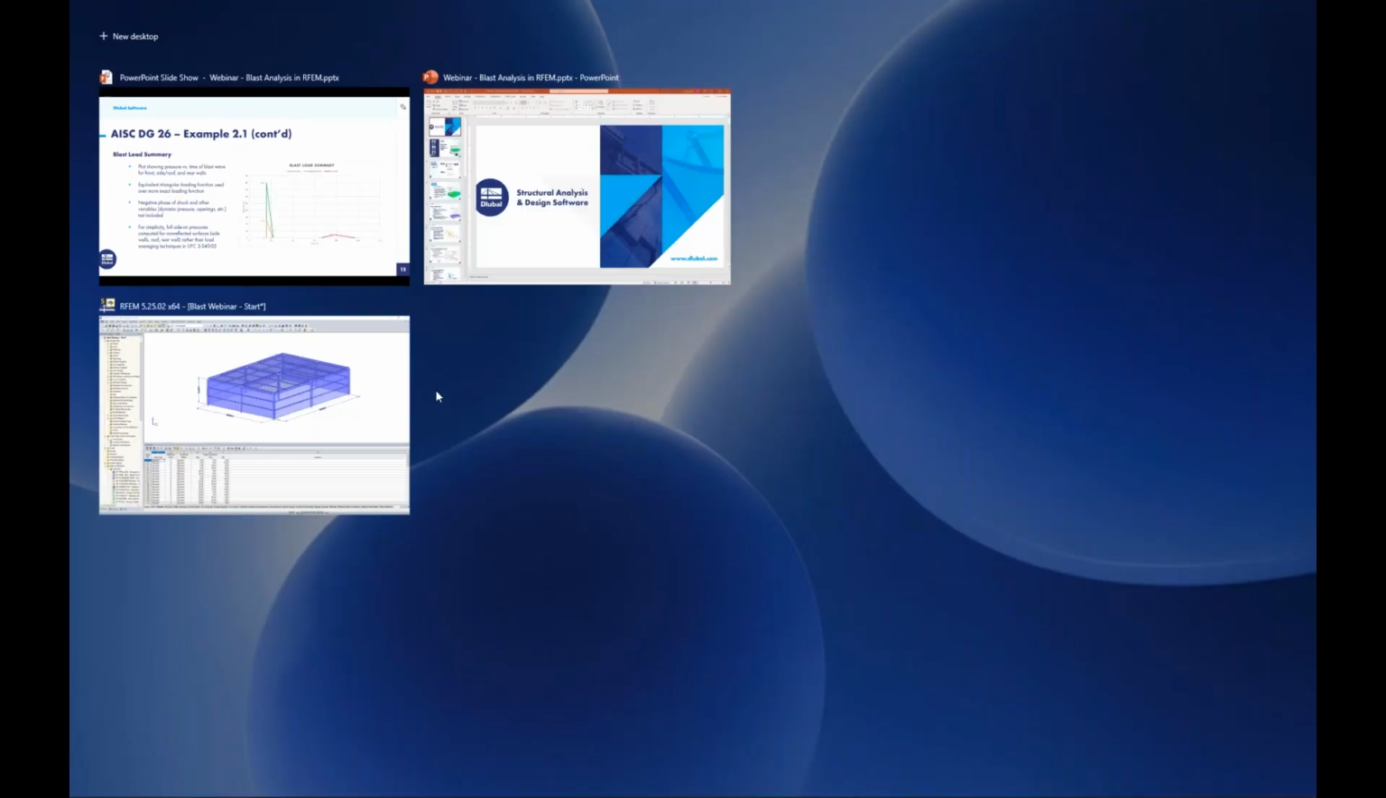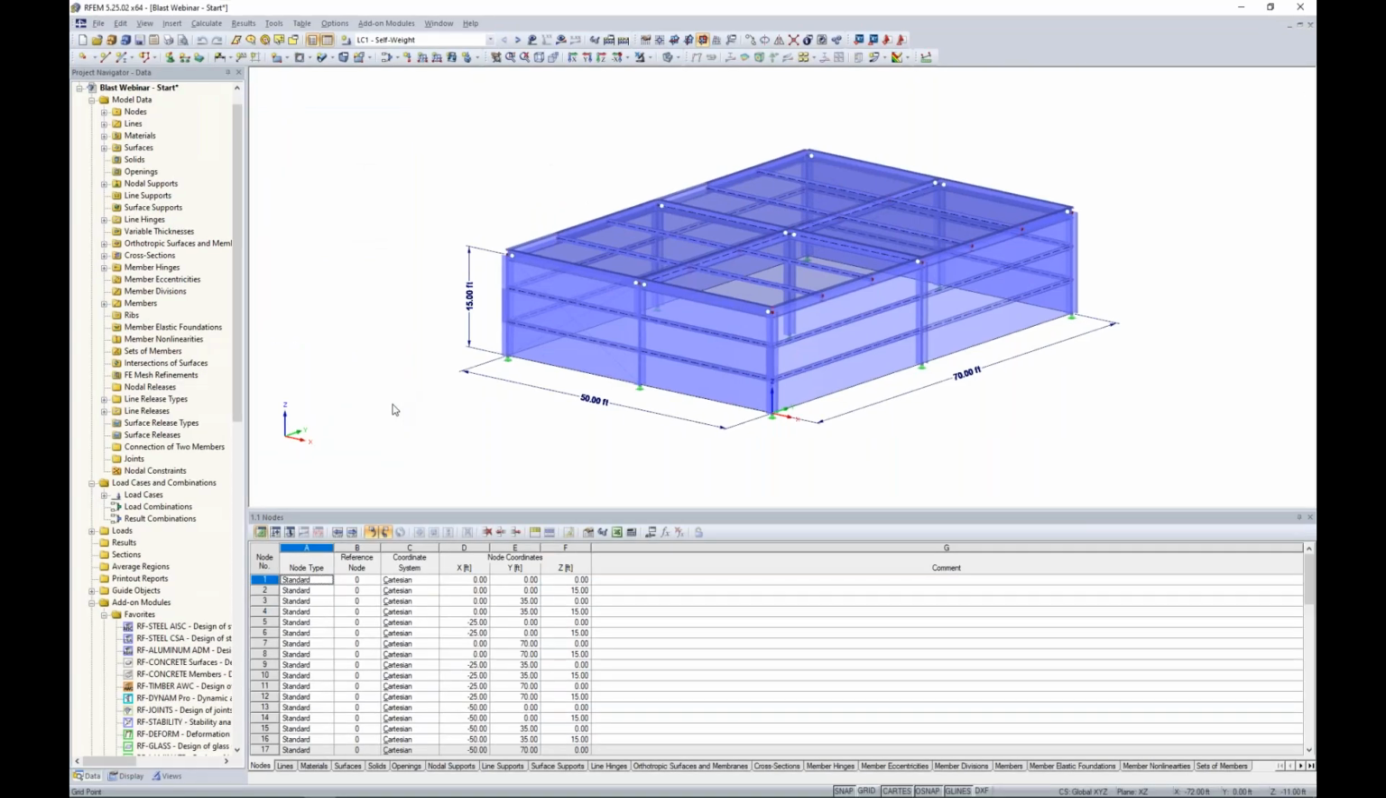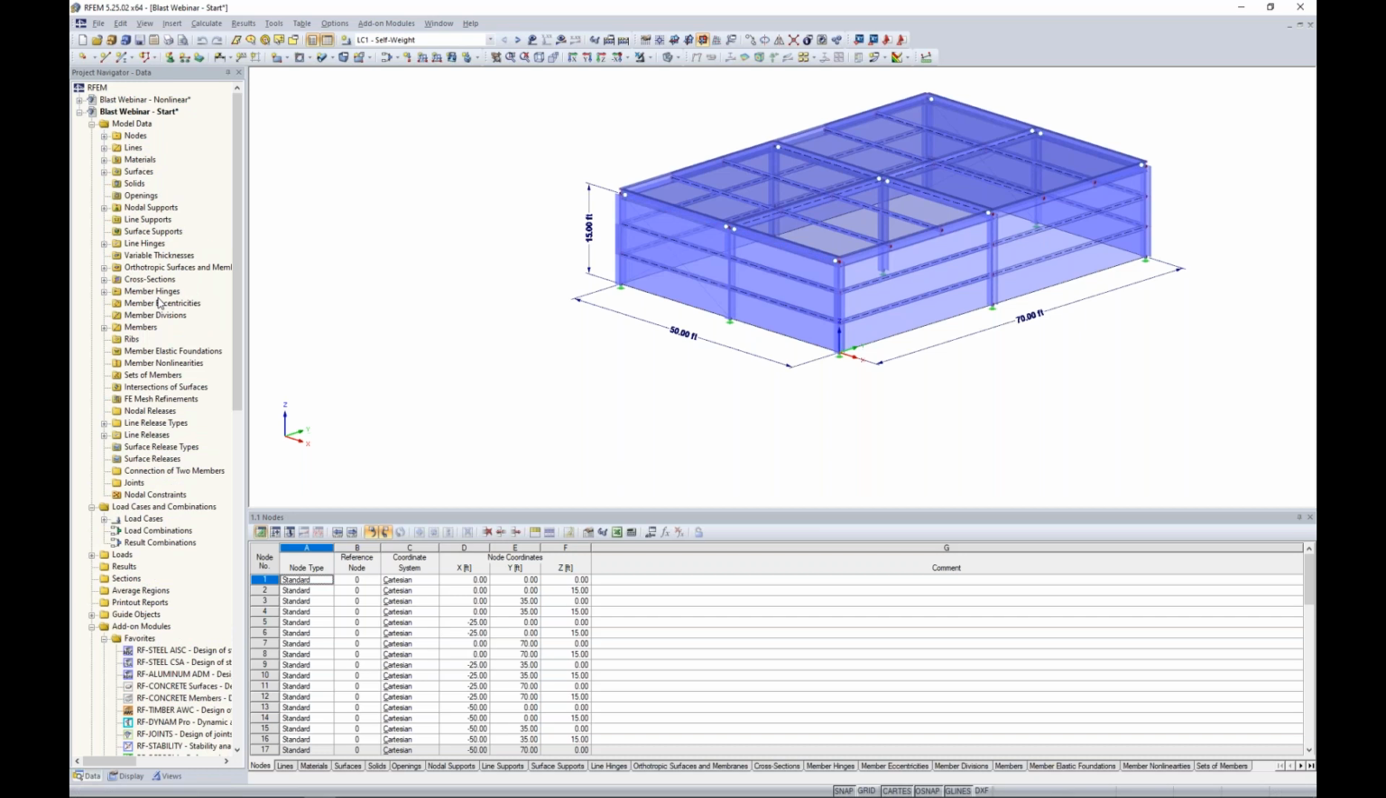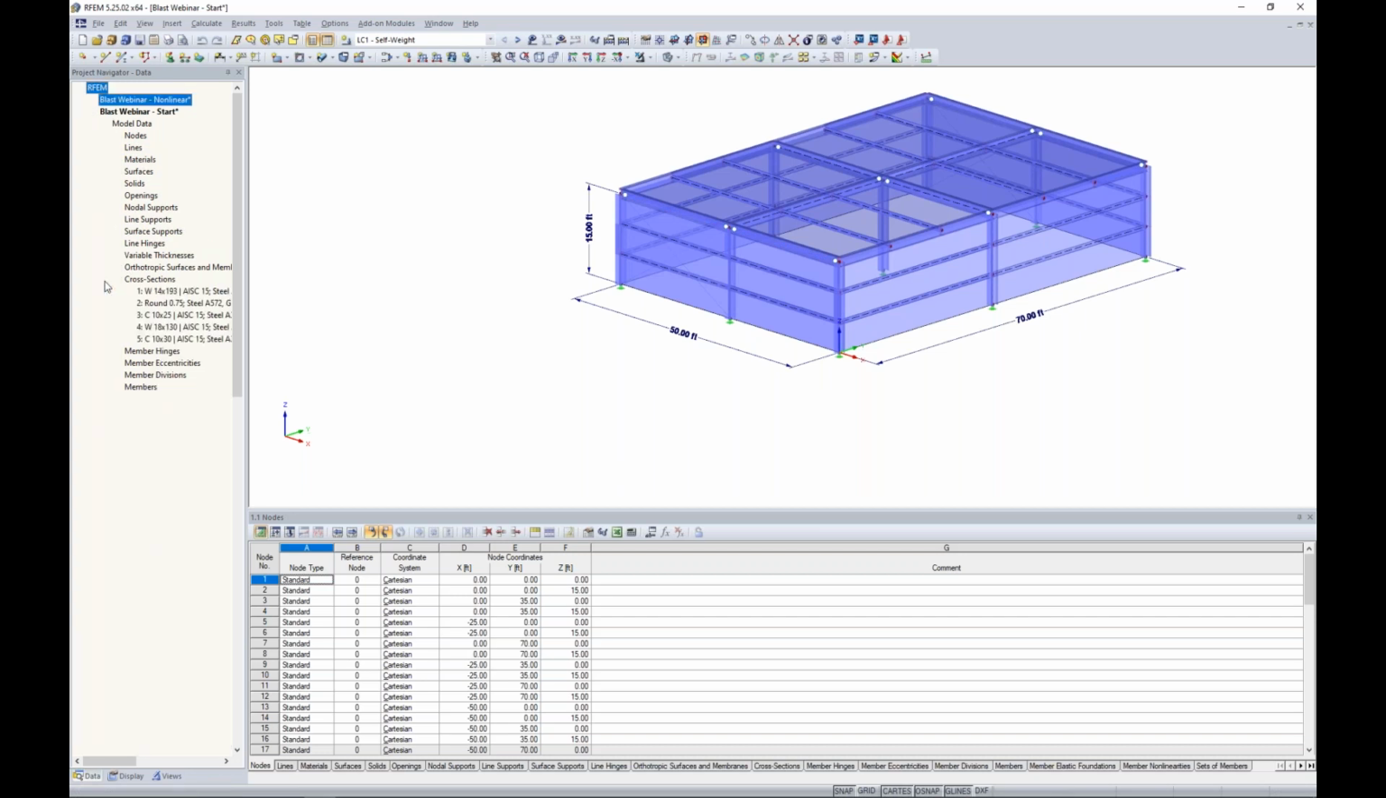All right, so now we are ready to get into RFEM. You'll see the structure already modeled here. This is exactly from the PowerPoint as well as Design Guide 26 that I mentioned. It is just a basic one-story steel structure, 50 feet in width, 70 feet in length, and 15 feet in height. We're going to assume that the explosion happens over here on the left-hand side, normal to this front face that we're seeing here.